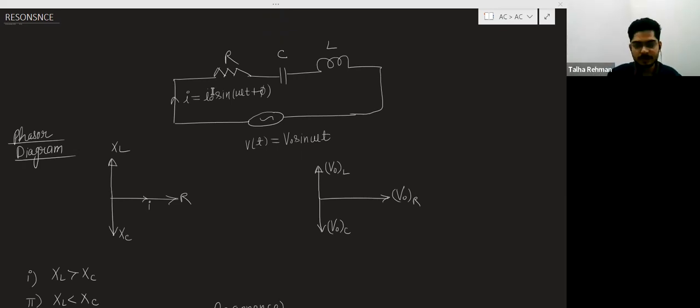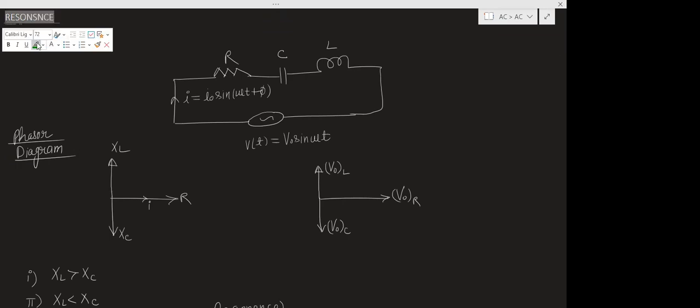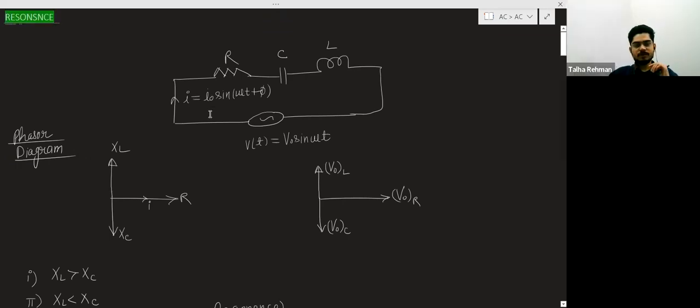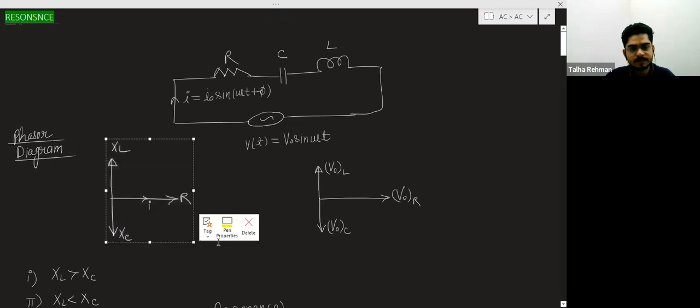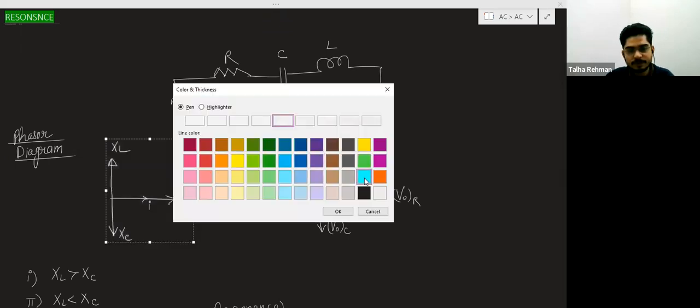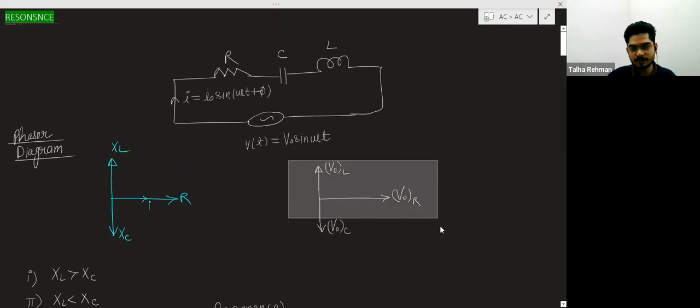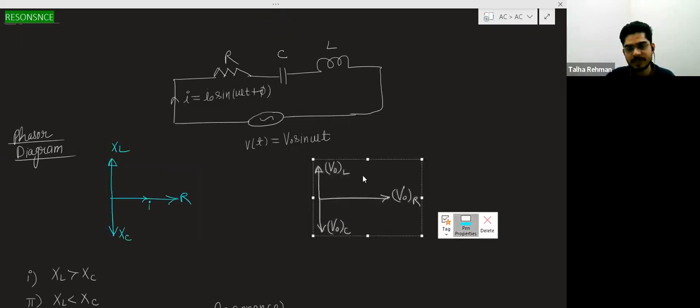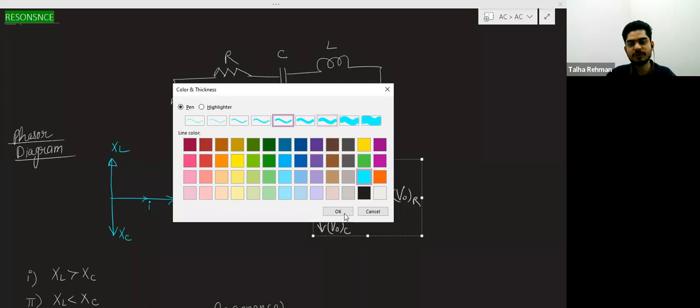So in this circuit, we have already studied the LCR series circuit in the last class. Those concepts I will use here. I have told you that if you draw the phasor diagram for the LCR series circuit, you will get these types of phasor diagrams, okay?